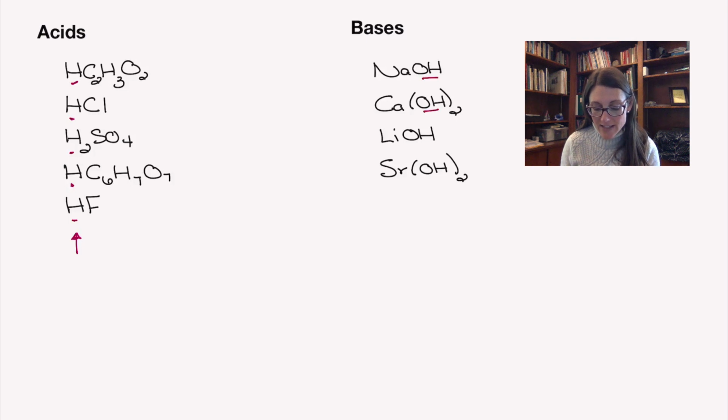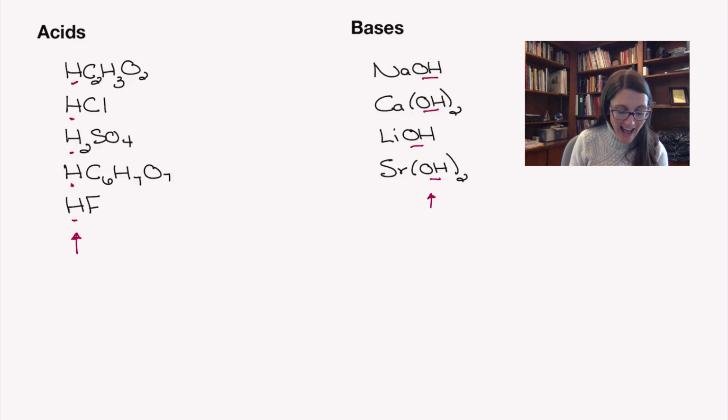Every base has an OH in it. All of these bases have hydroxide. And so you'll recognize a base by the fact that it has an OH in it. So what is it that makes this hydrogen or this hydroxide cause a chemical to be either an acid or a base? It turns out that what's going on in an acid is that the hydrogen that's part of the acid formula can be lost to the water.